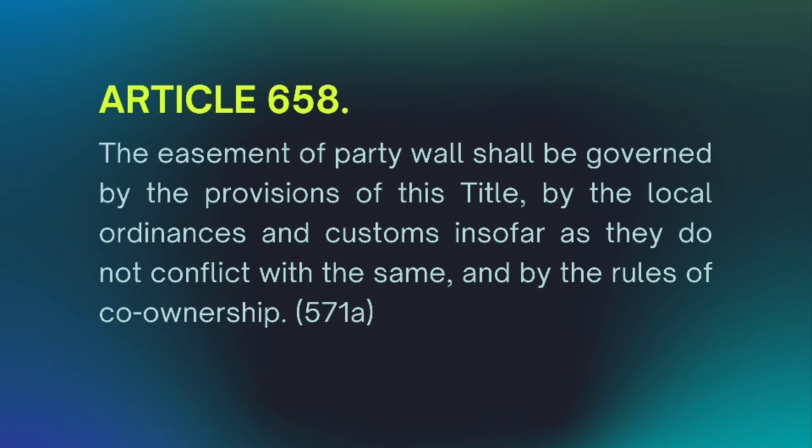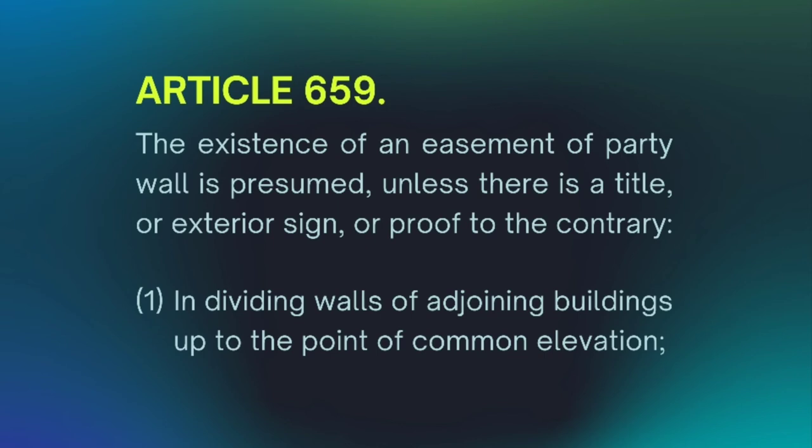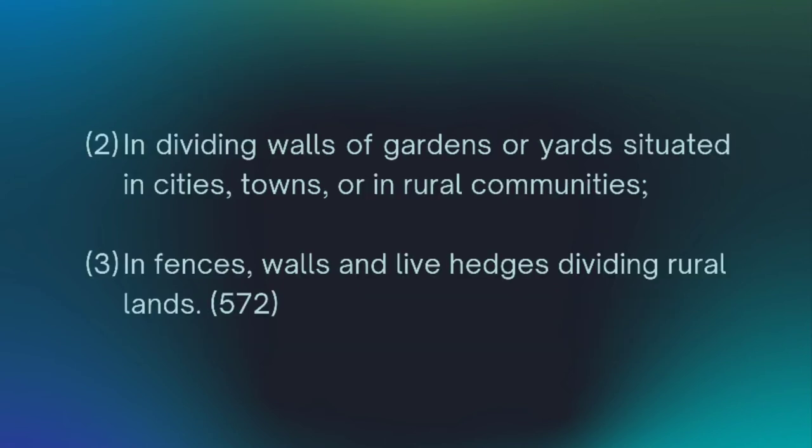Article 658. The easement of party wall shall be governed by the provisions of this title, by the local ordinances and customs, insofar as they do not conflict with the same, and by the rules of co-ownership. Article 659. The existence of an easement of party wall is presumed, unless there is a title, or exterior sign, or proof to the contrary: 1. In dividing walls of adjoining buildings up to the point of common elevation. 2. In dividing walls of gardens or yards situated in cities, towns, or in rural communities. 3. In fences, walls and live hedges dividing rural lands.